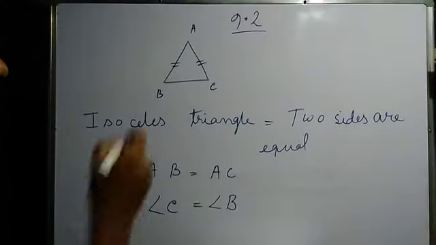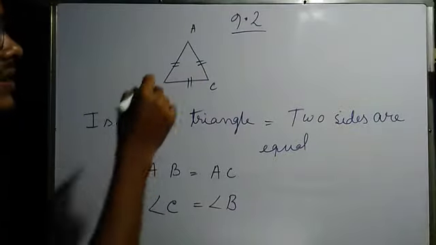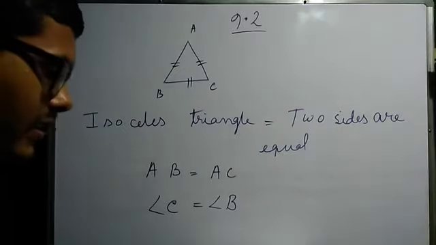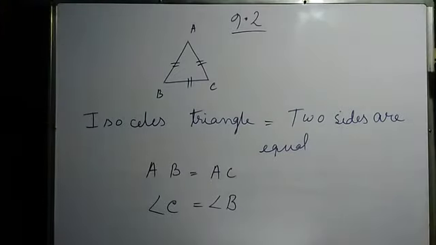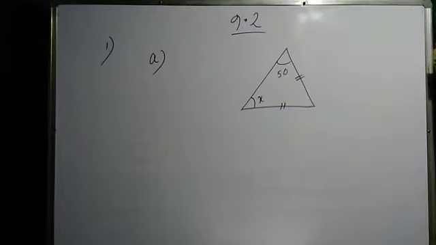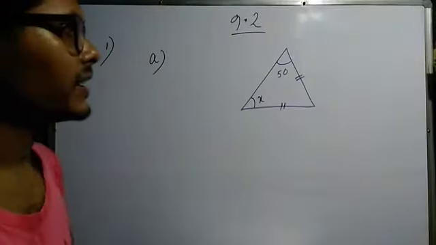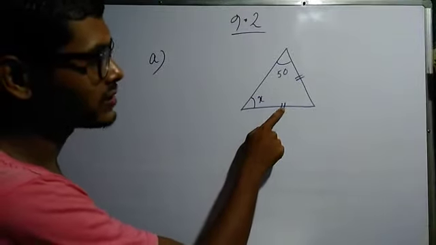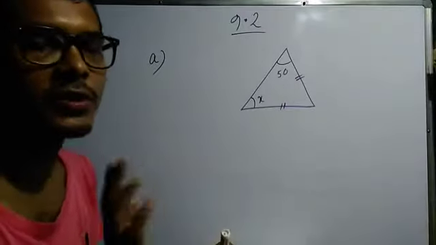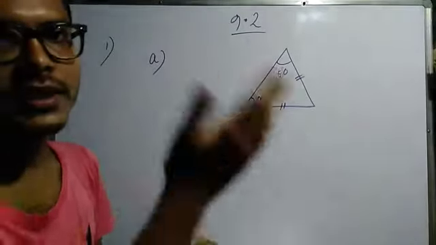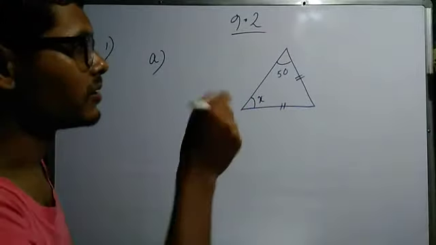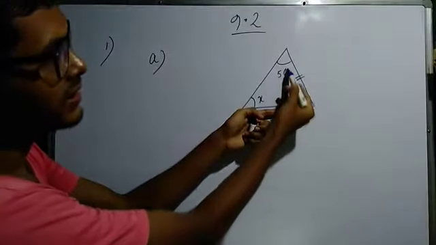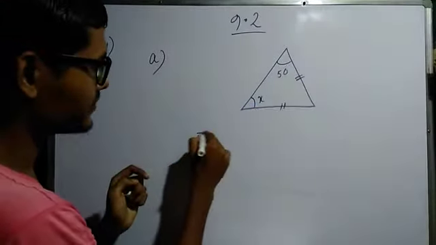If three sides are equal, that means all three angles are equal. Now I will show you how to solve question numbers 1a and 1b. Here I have drawn question number 1. In this figure, these two cross lines represent that these two sides are equal. If two sides are equal, the angles opposite to these two sides are also equal. First you assume this side. Opposite of this side is 50 degree.